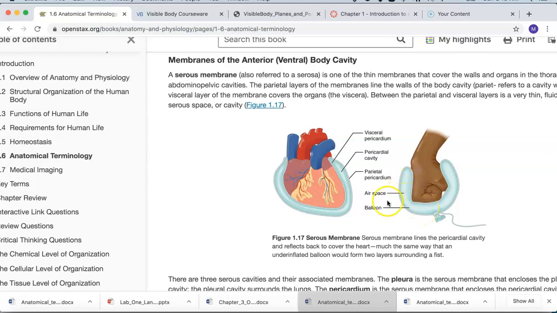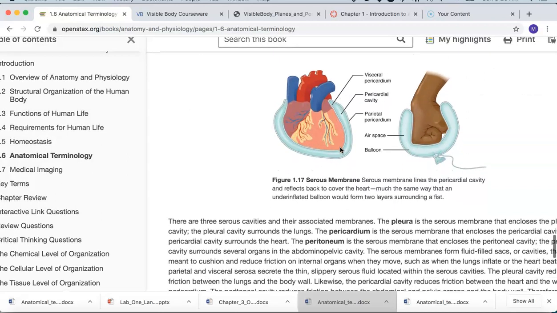And then again, in this case, it's called the pericardial sac, or the pericardial membrane. There's a visceral pericardium running right along the heart, like I talked about, and a parietal pericardium running right along the surface of the cavity that it lives in. Inside of that is the pericardial cavity filled with that fluid I was talking about. And so that's the way these cavities are lined.